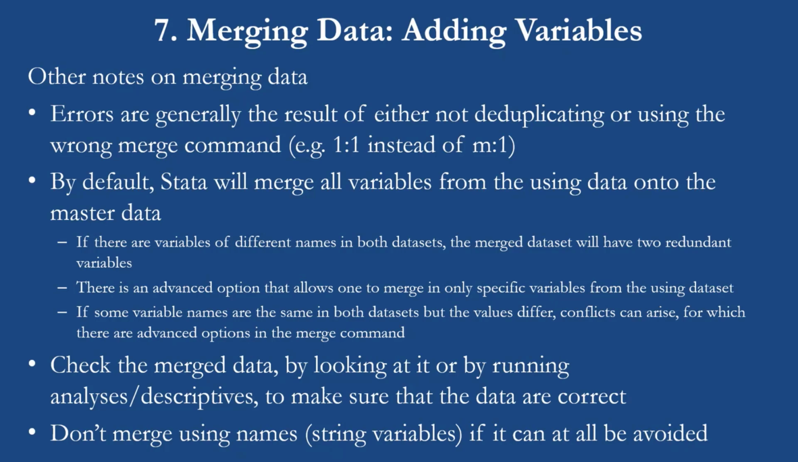And then the last thing to do is, like everything else, when you're creating variables or transforming variables, you always want to check that to make sure that Stata did what you want. Same thing when you're merging data: look at it or run some analyses or something like that, just to make sure that the merge did what you wanted it to do. And then something I mentioned before, I'll say it again: don't merge using names if you can at all avoid it. Like I said, it's just prone to problems.